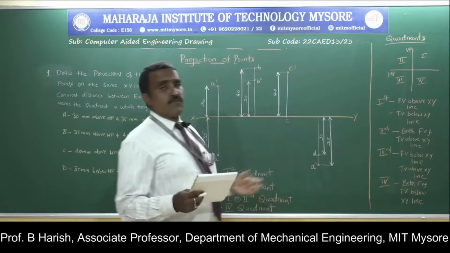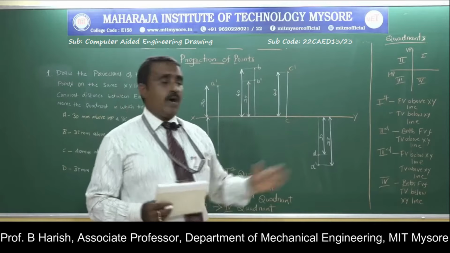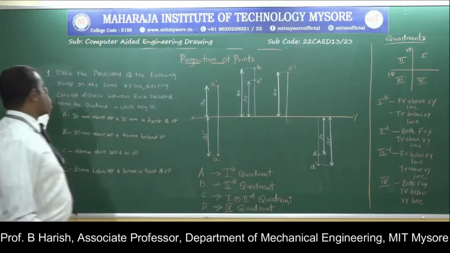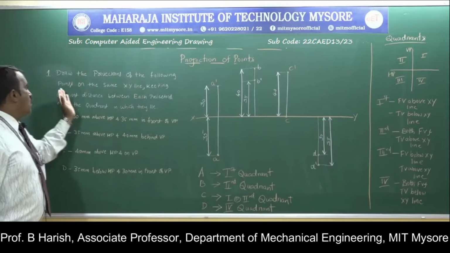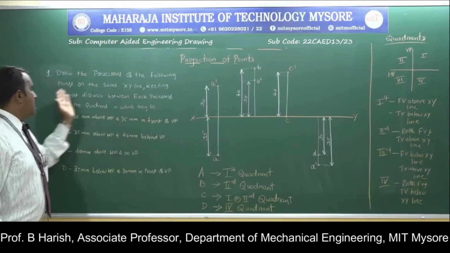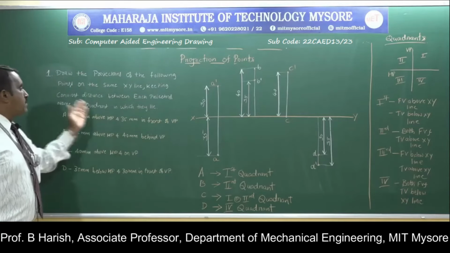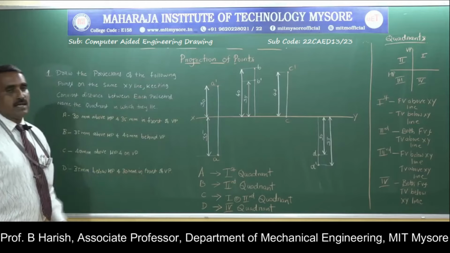So here different varieties of problems can be asked. So we'll start with one variety of problem. The problem runs like this: draw the projections of the following points on the same XY line, keeping convenient distance between each projector, and also name the quadrant in which the point lies.